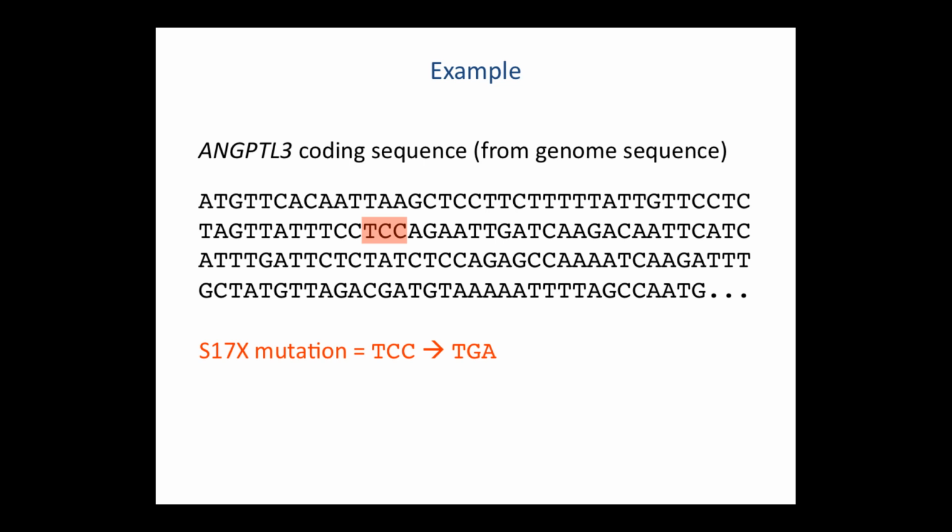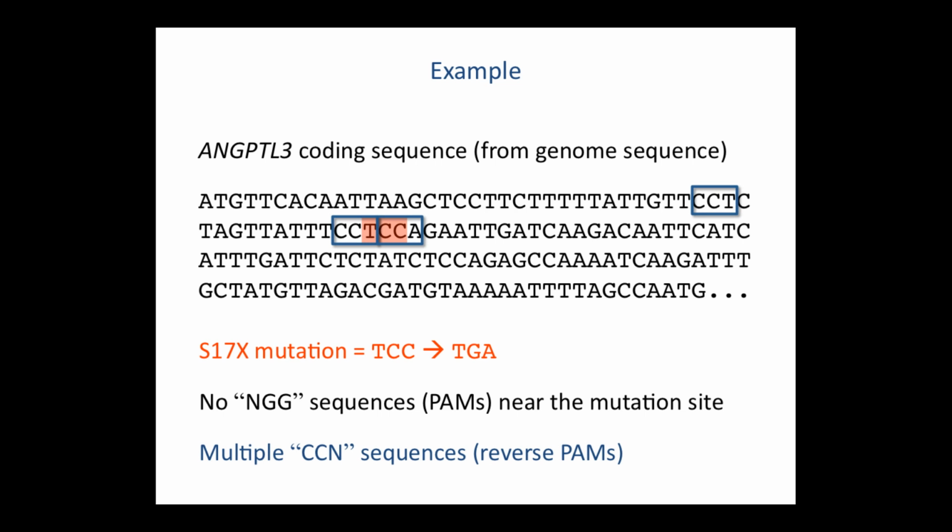Highlighted in red is the site of the S17X dinucleotide mutation, which changes a TCC codon into a TGA stop codon. To find a suitable protospacer, we must first look for strep pyogenes PAMs matching the sequence NGG. If you look in the vicinity of the mutation here, you'll see that there's no nearby NGG. However, remember that you can design guide RNAs that match either strand of DNA. So we can also look for PAMs matching the sequence CCN, which corresponds to NGG on the opposite strand. Here we find 3 CCN sequences near the desired mutation site. Let's consider each of these PAMs one by one.